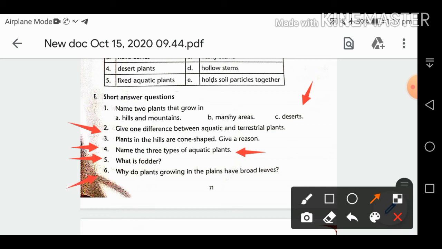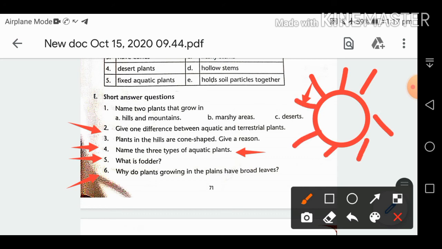Then the next, the sixth one. Why do plants growing in the plains have broad leaves? This is a feature of a plant. Why do they have broad leaves? So they can capture more sunlight and make their food.